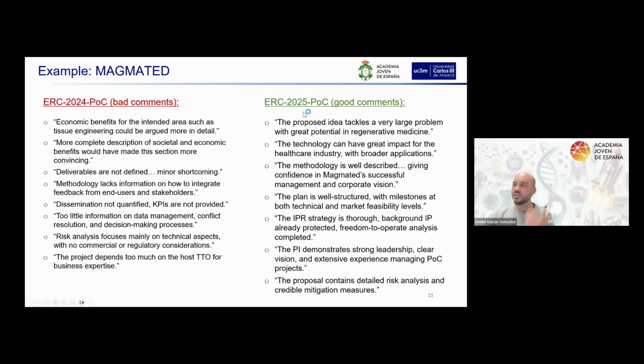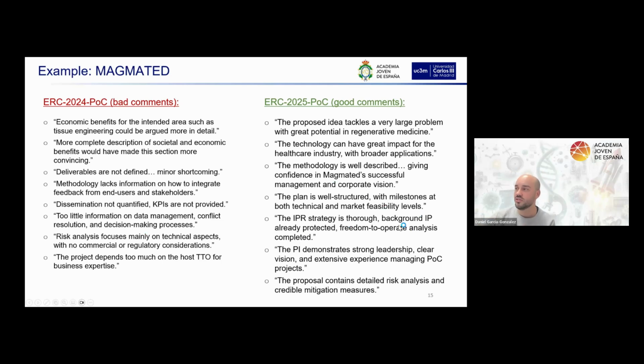And then addressing this, okay, some good comments to finish. Now it was well stated with broader applications. The methodology is well described. The plan is well structured with milestones at both technical and market feasibility levels. So you see that there is some coherence between the previous year and this one. What I want to highlight with that is that if you don't include it, you will have it as a bad thing. If you include it, you will have it as a good thing.